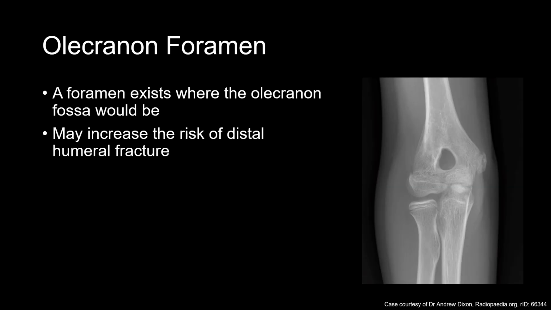Some congenital anomalies and normal variants. We have an olecranon foramen, which is a foramen where the olecranon fossa should be, happening because the bone didn't form and likely because the olecranon fossa was just too deep. This can pose a risk of increased supracondylar fracture or distal humeral fracture, but otherwise is an incidental finding.